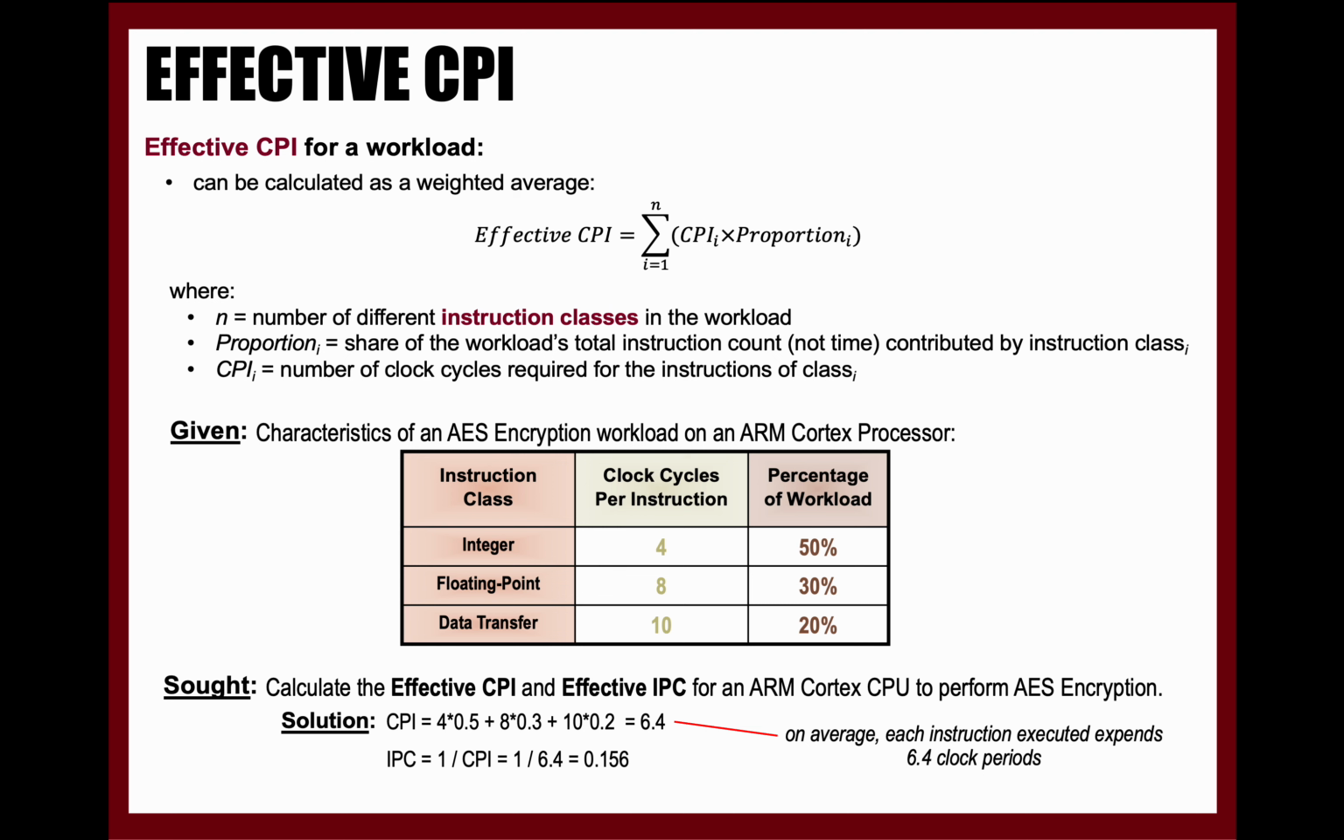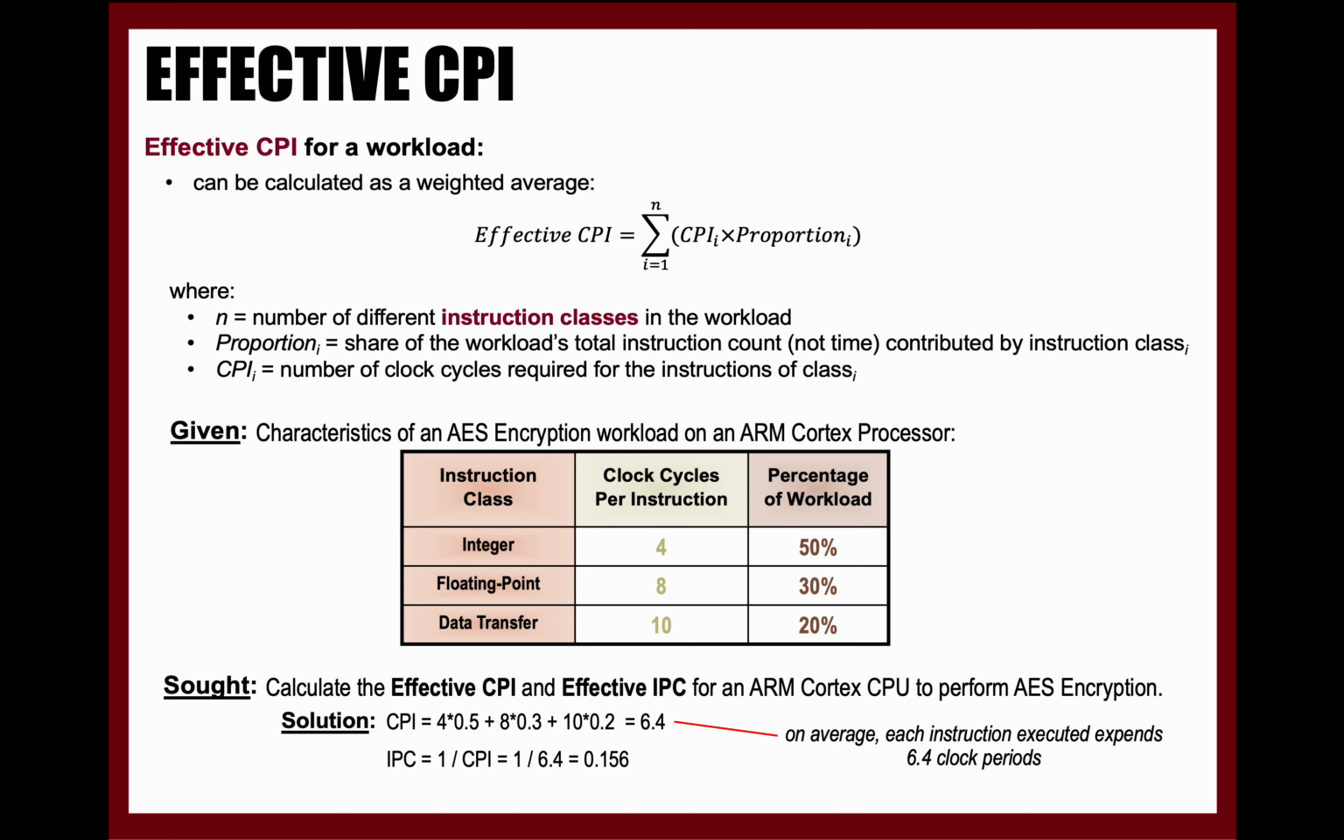Now to put this concept into a real-world scenario, consider an ARM Cortex processor working on an AES encryption workload. We have three instruction classes: integer, floating point, and data transfer. Each class requires a specific number of clock cycles per instruction and contributes differently to the overall workload, as shown in the table. Our objective is to compute the effective CPI and effective IPC for this ARM Cortex CPU when performing AES encryption.